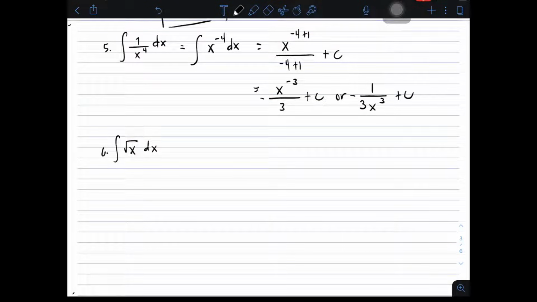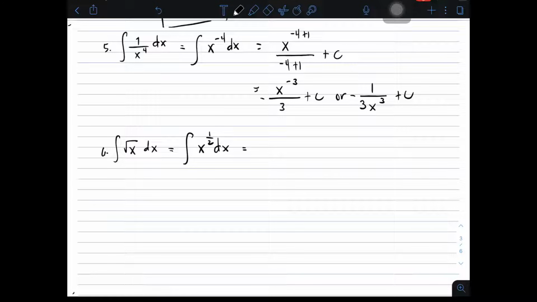We have the integral of the square root of x dx. So, sir, may square root tayo ngayon. Paano ngayon yan? By the way, you can write the square root of x as the integral of x raised to 1/2. Kasi, yan yung kanyang exponential form. And then, dx. So, we can apply the power rule.